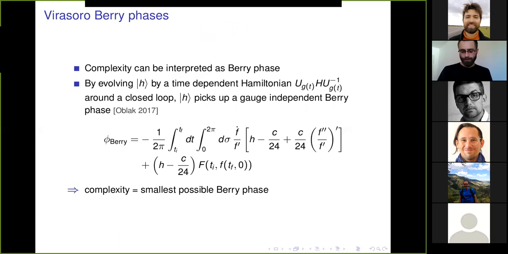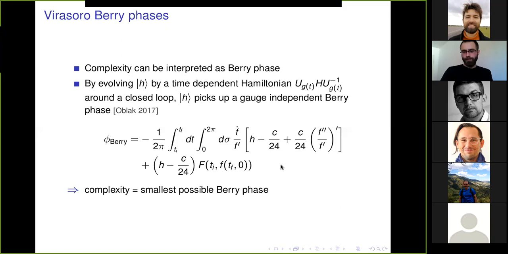And if one evolves the reference state with this time-dependent Hamiltonian around a closed loop, then it was derived by Oblak in 2017 that this reference state picks up a Berry phase, which is of course gauge independent as all Berry phases are, and which takes the following form. And if you still remember the geometric action from before, then this is exactly equal to the geometric action plus the boundary term.